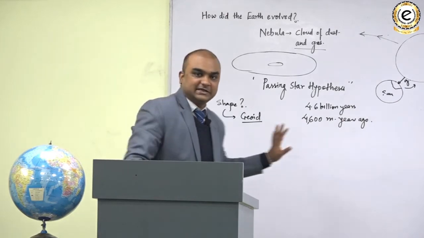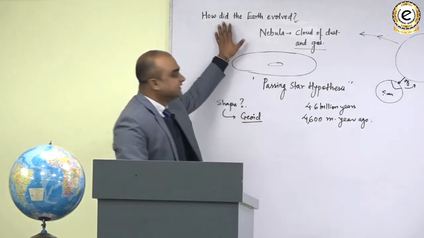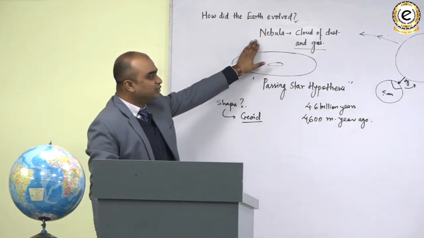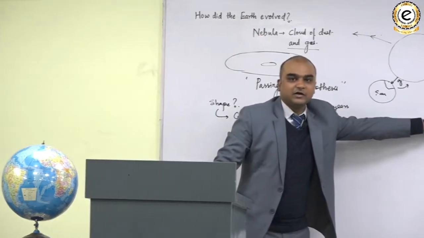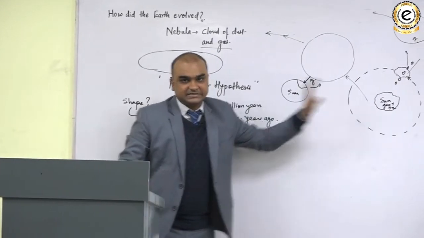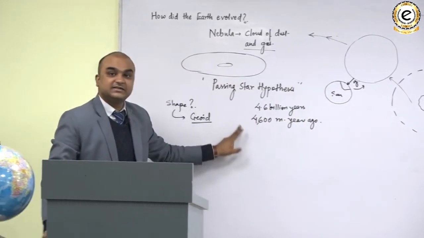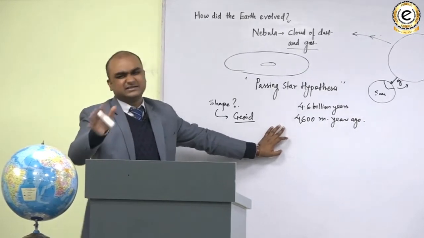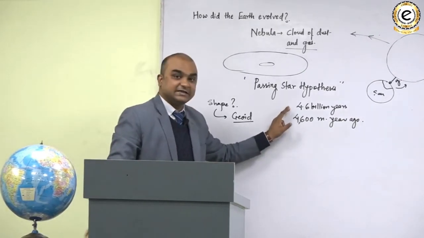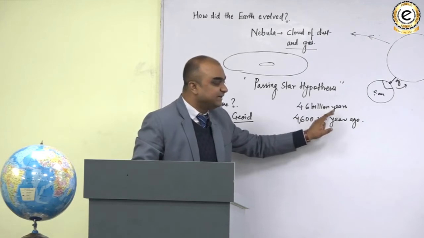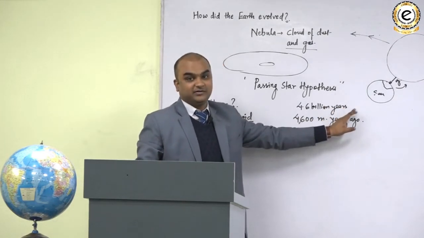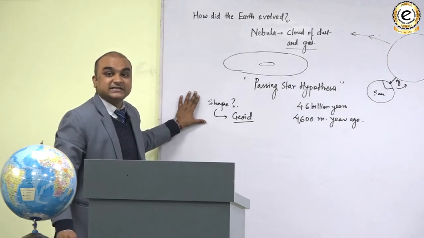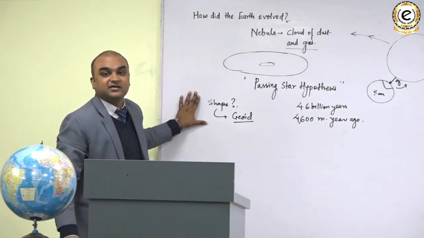So what have we understood so far? We have understood that the earth has evolved out of a nebula or out of the body of the sun. Second, we have understood that the earth is at least, it can be more than that as well, but generally it is accepted now that the earth is at least 4.6 billion years old. And we have also understood that the shape of earth is not a true sphere, rather it is a geoid.